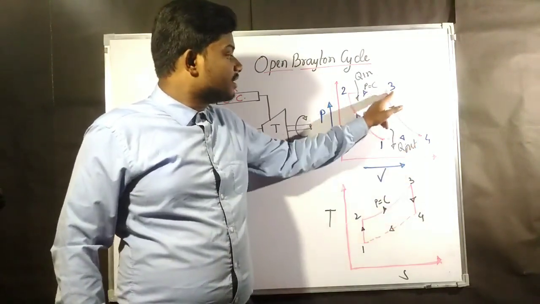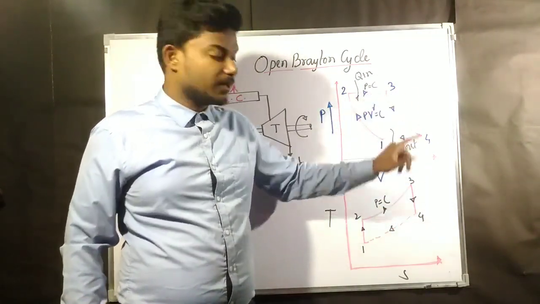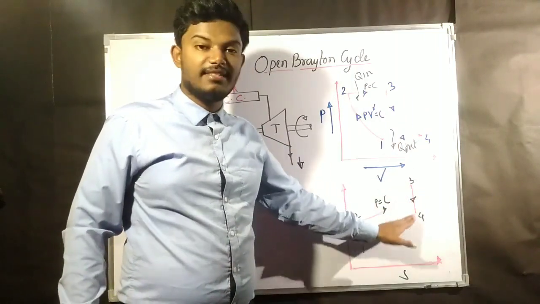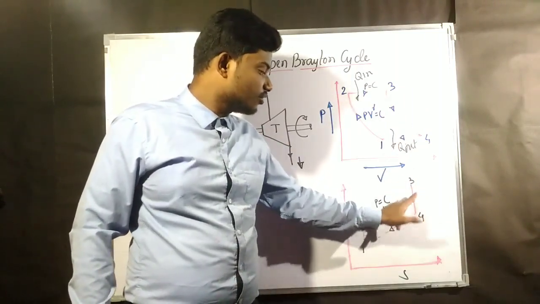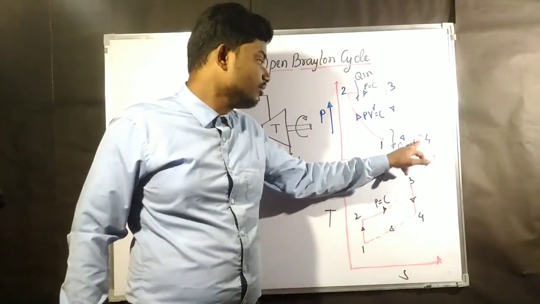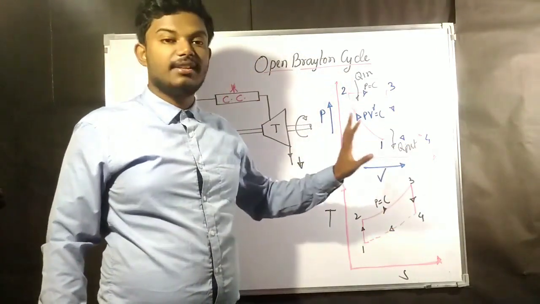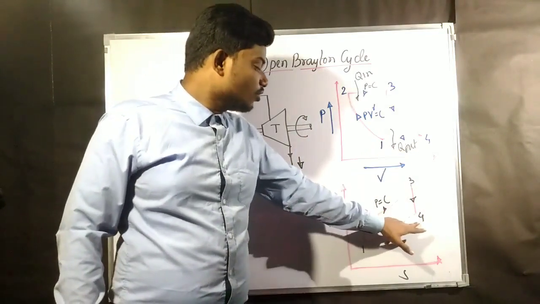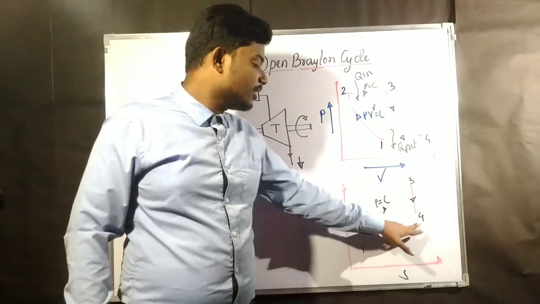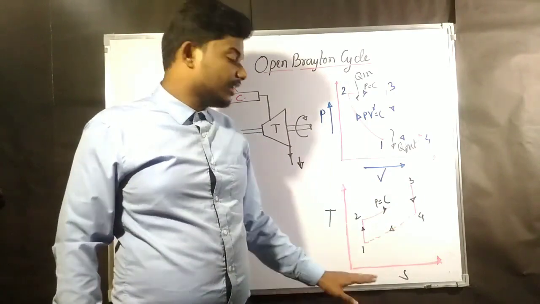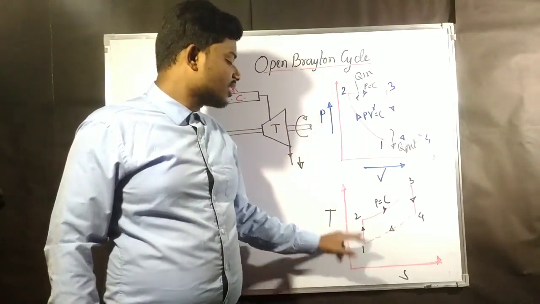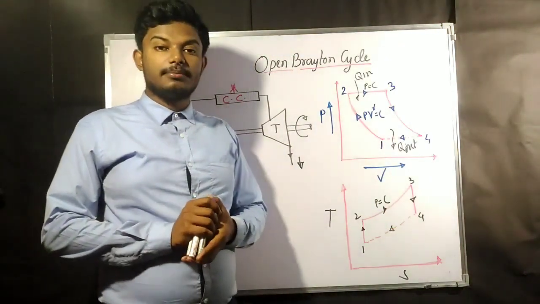Now from 3 to 4 is again what? Adiabatic expansion. Reversible adiabatic means isentropic, so isentropically it is coming down to 4. From 4 to 1 again the path is not known, but we are assuming that it is going to be constant pressure. We are not sure, so that's why we are replacing it by dotted lines. Now the next cycle is again going to start from point 1.